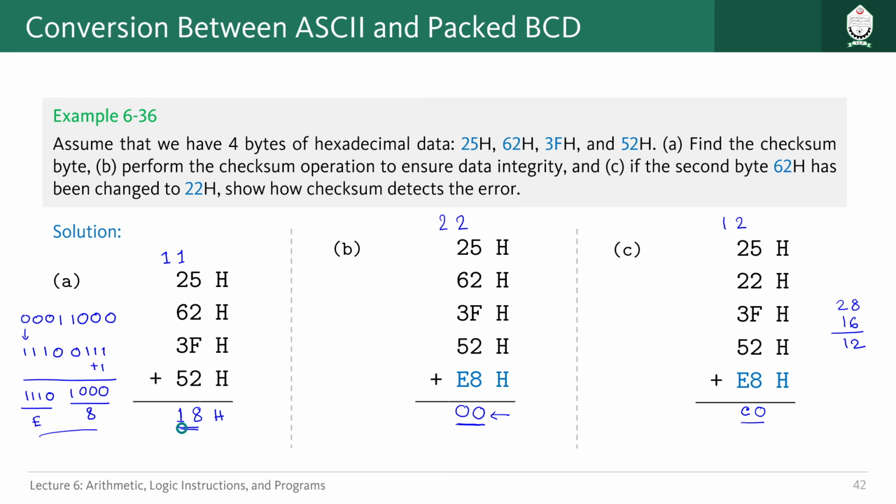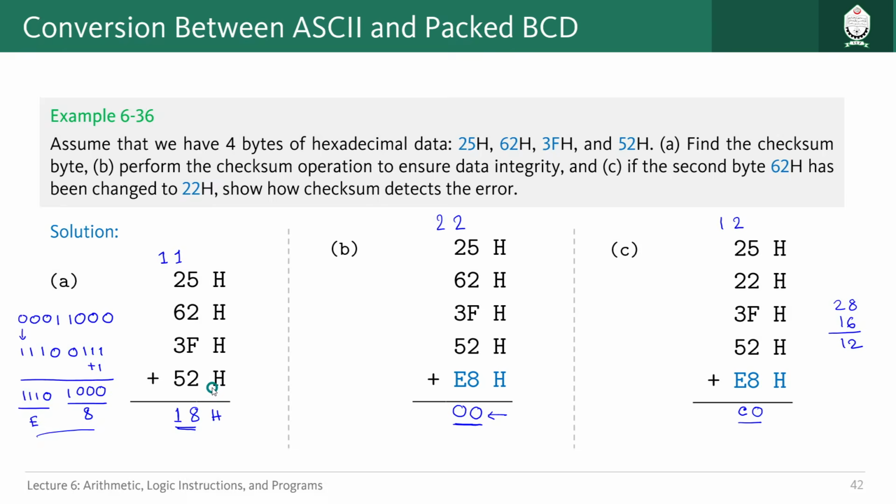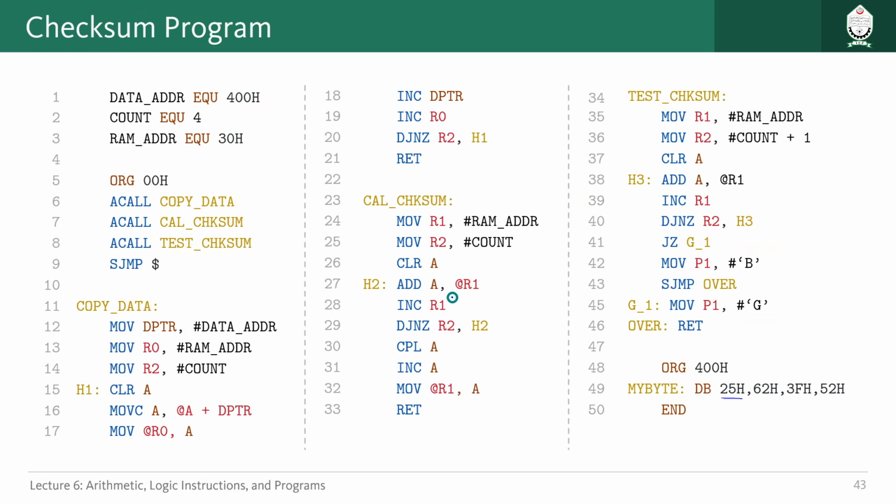Add all the values, whatever value we get, discard the carry, then take the 2's complement of that. That will be our checksum byte. So similar thing is happening. First of all, we are clearing A, then adding whatever we have in 30h location. In R1 currently we have 30h value saved. So in 30h RAM location, the value we have saved will be added with A.